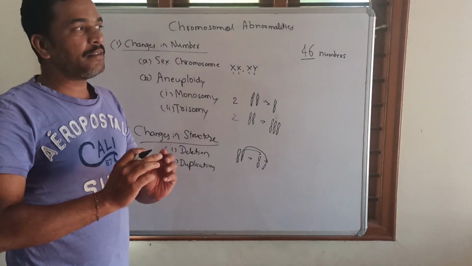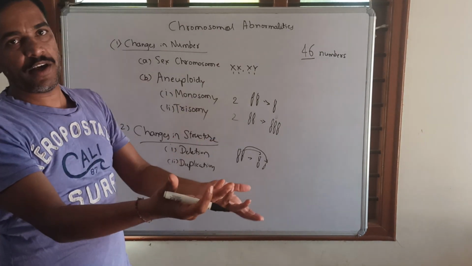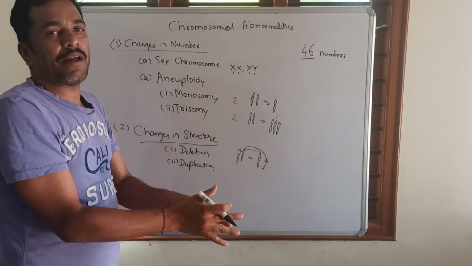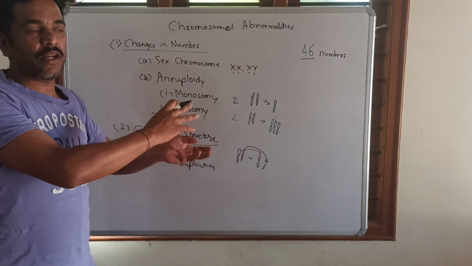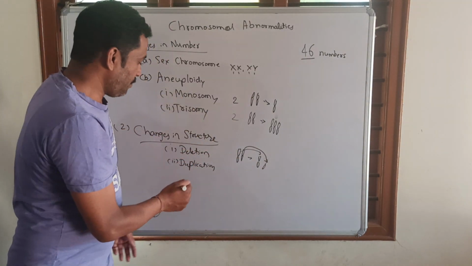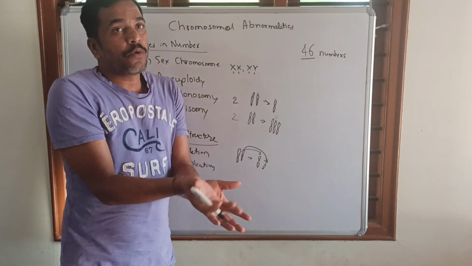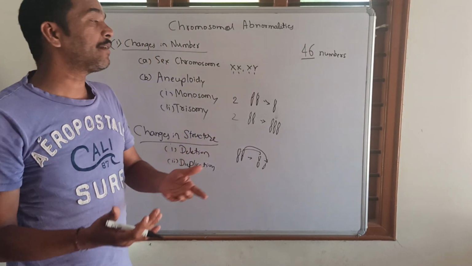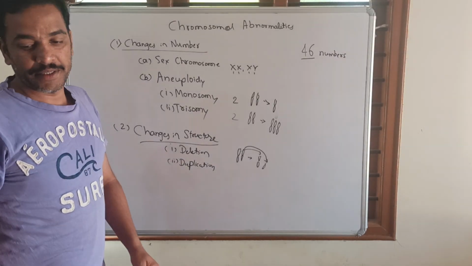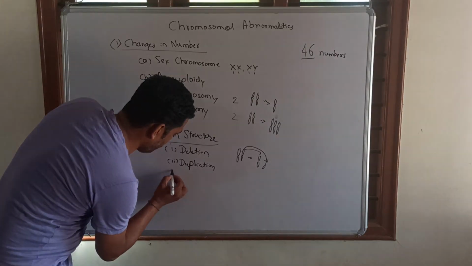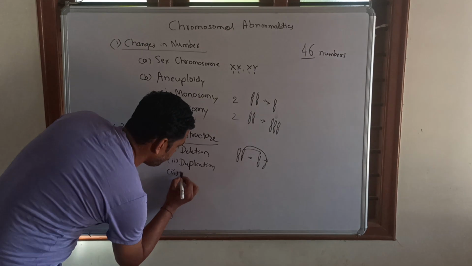Duplication means a part of a chromosome gets attached there itself or somewhere else, and it creates the same type of protein which is produced by the genes located in that chromosome. So the number of proteins gets duplicated, and that leads to some sort of structural abnormalities. So that is duplication. The third one is inversion.